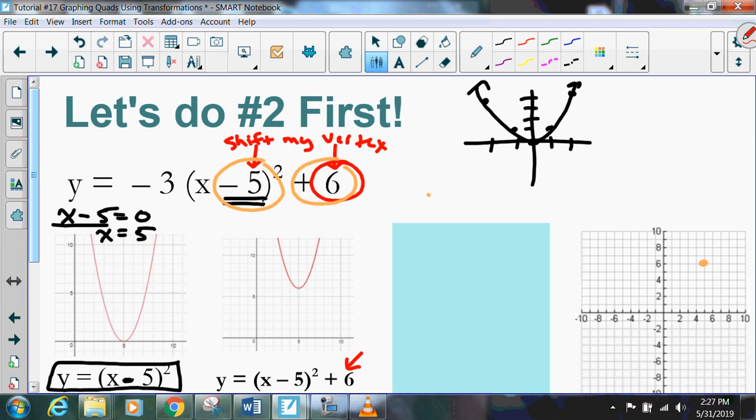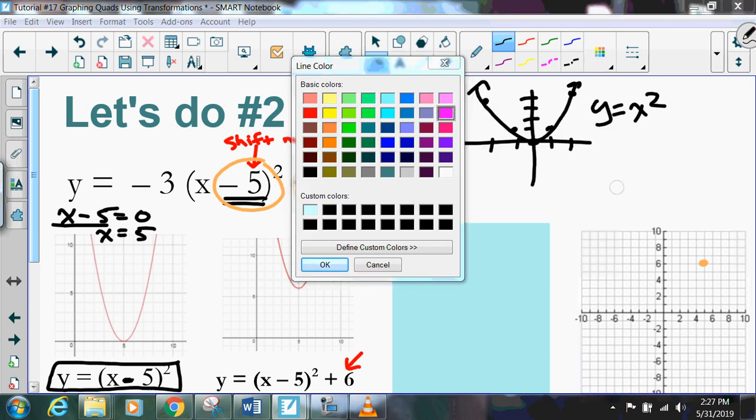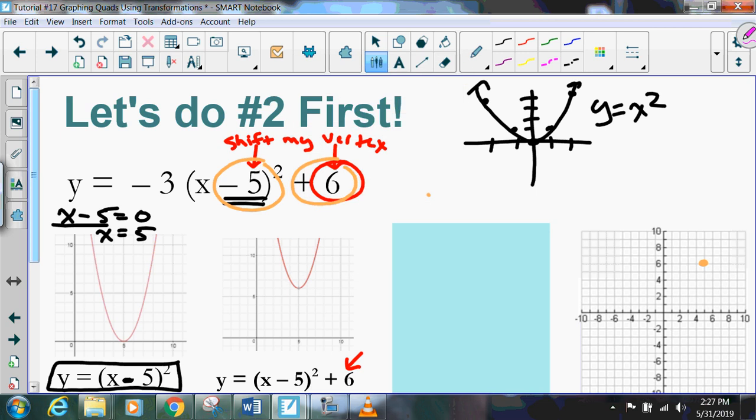We're almost done. The only other thing that's different than the parent function of y equals x squared is that all of a sudden we have something that's going to mess with our pattern. We have a rate of change that's different than 1, because normally we don't have a number there, so normally our rate of change is 1. So we're going to be messing with our pattern.